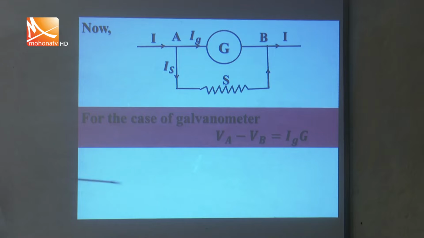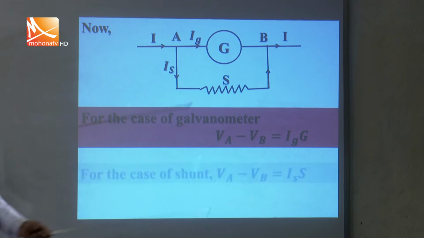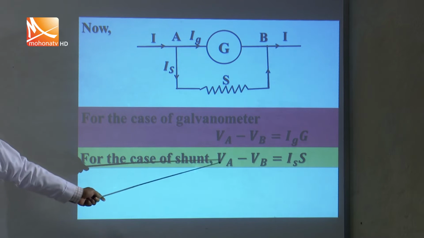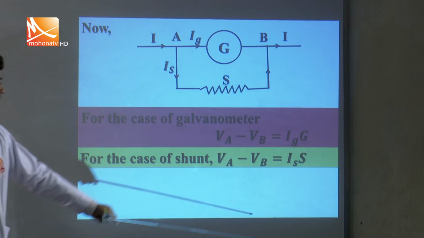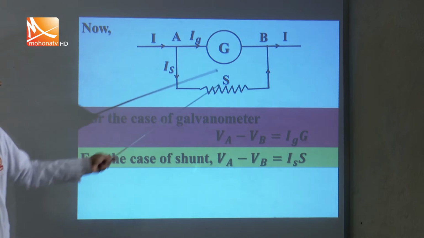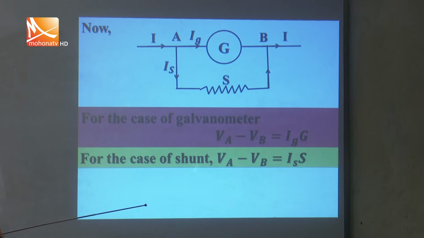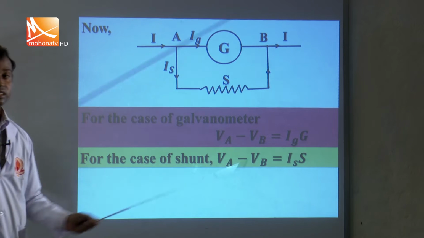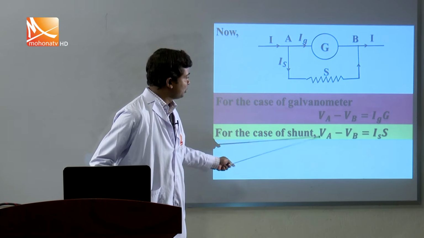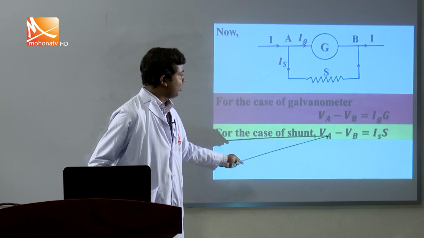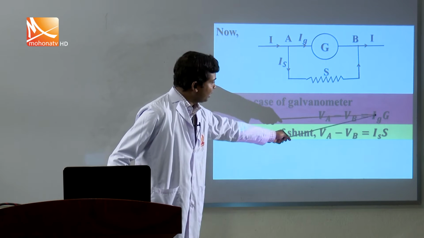The same formula you can apply for the case of shunt. Then you can write VA minus VB equals Is into S, where Is is the amount of current flowing through the shunt and S is the resistance of shunt. You know that this is a resistance, but its symbol is S and nothing else. If you observe these two equations clearly, you will see that the left hand sides of these two equations are equal, but the right sides are different.